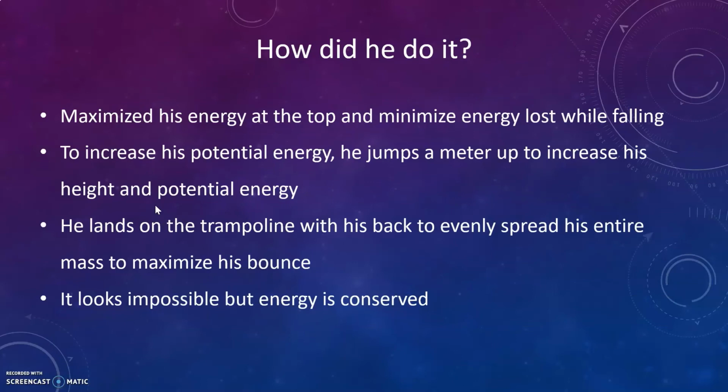So how did he manage to get back to the top after the bounce? He is very clever. He knows that he needs to maximize his energy at the top and minimize his energy loss while falling. To increase his potential energy, he jumps 1 meter up to increase his height and therefore his potential energy. He lands on the trampoline with his back to evenly spread his entire mass to maximize his bounce. Overall, these tricks help him reach the top.